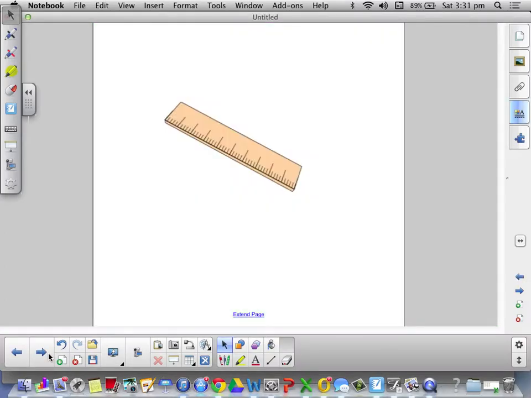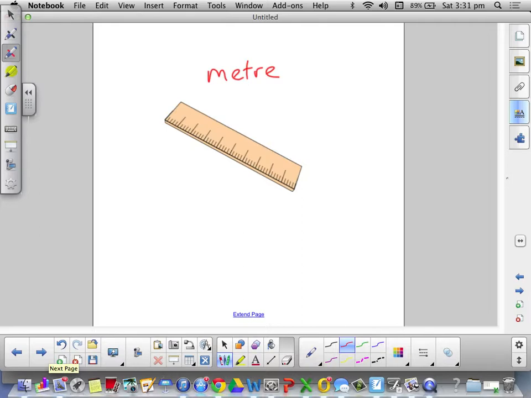So let's have a look at another device we use to measure things, which you're very familiar with. Okay, here's a ruler. It could be the ruler that's in your pencil case right now, or it might be representing the big long ruler that the teachers use sometimes in the classroom. And you would probably know already that that's called a metre ruler. A metre is our standard metric unit of length.